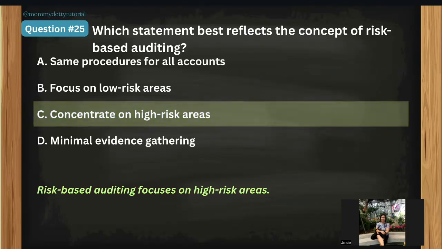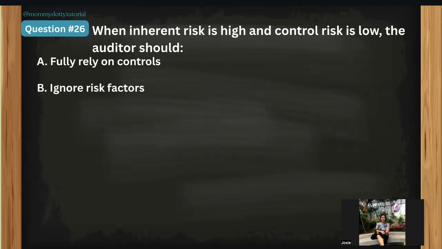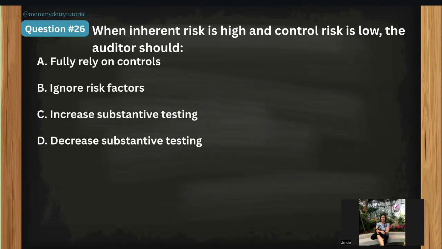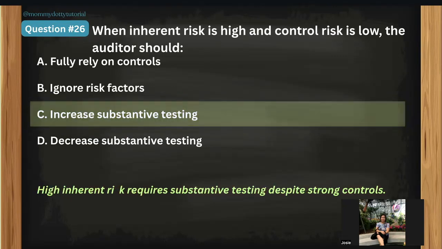Okay. Moving on to question number 26. When inherent risk is high and control risk is low, the auditor should A, fully rely on controls, B, ignore risk factors, C, increase substantive testing, and letter D, decrease substantive testing. You may pause the video to think. The correct answer is letter C, increase substantive testing. So a high inherent risk requires substantive testing despite strong controls.